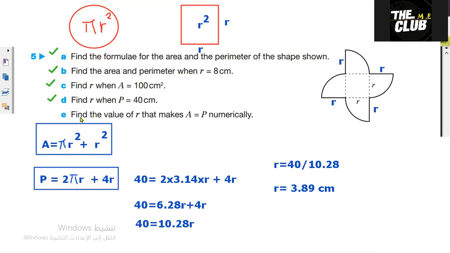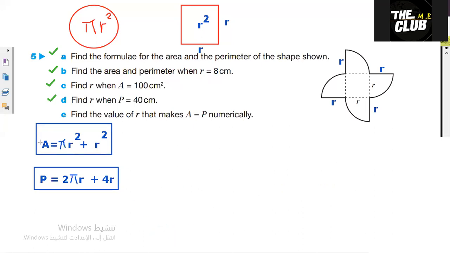The last one is E, which is find the value of R that makes A and B equal to each other. Okay, so the idea is this. If A equals B, like they said here, it means this formula here equals this formula.